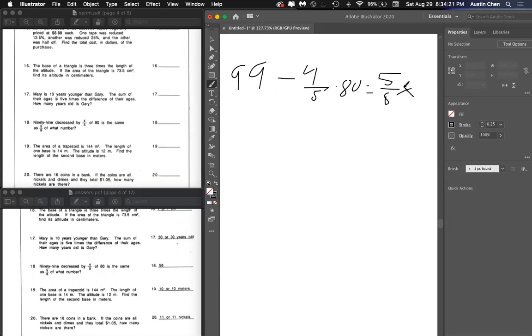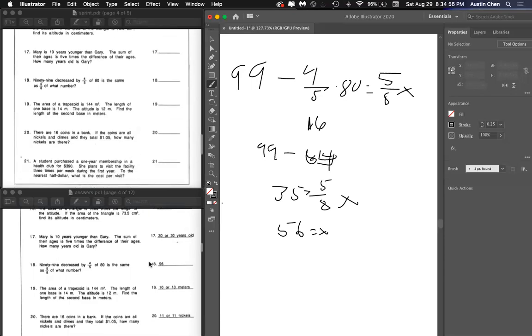So we'll call that x. Now we just have to solve this for x. So 80 divided by 5 is 16, and then times 4 is 64. 99 minus 64 is just going to be 35, and that will equal 5/8 of x. And then that is just 7 times 8, 56. 56 is x. Okay.